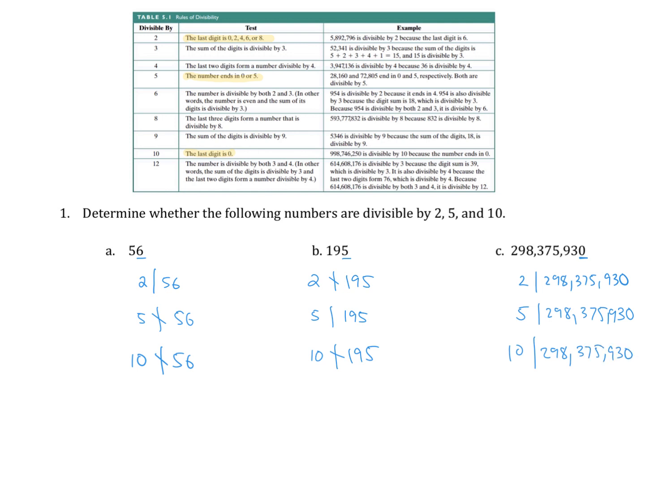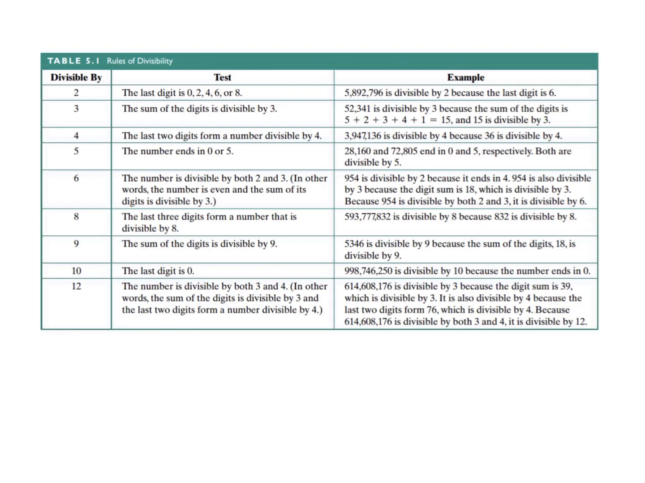Notice that another requirement for a number to be divisible by 10 is both of its factors, 2 and 5, have to go into that number. If they both go in, then 10 will go into the number as well. Now we're going to look at the divisibility rules for 3 and 9 because they're similar to each other. For 3, the sum of the digits is divisible by 3. And for a number to be divisible by 9, the sum of the digits is divisible by 9.